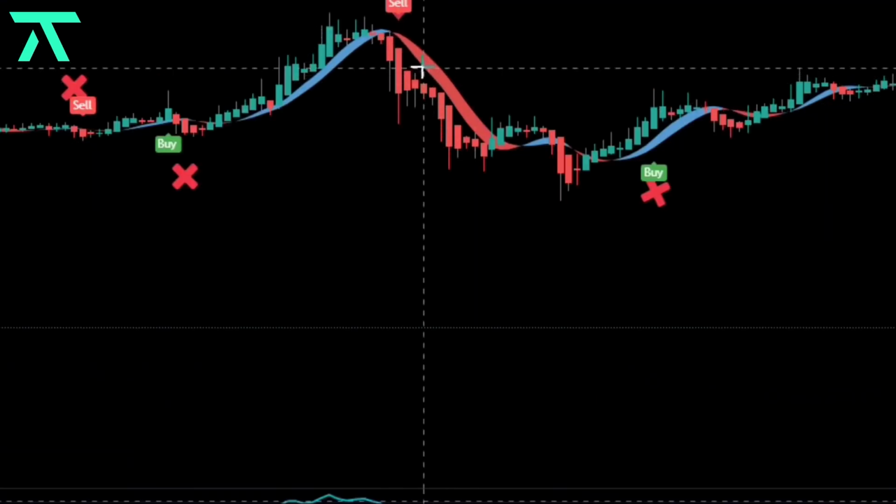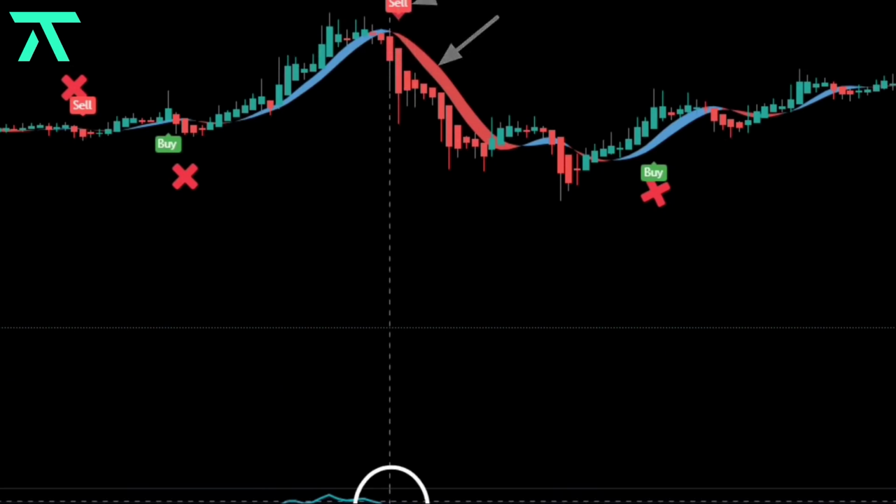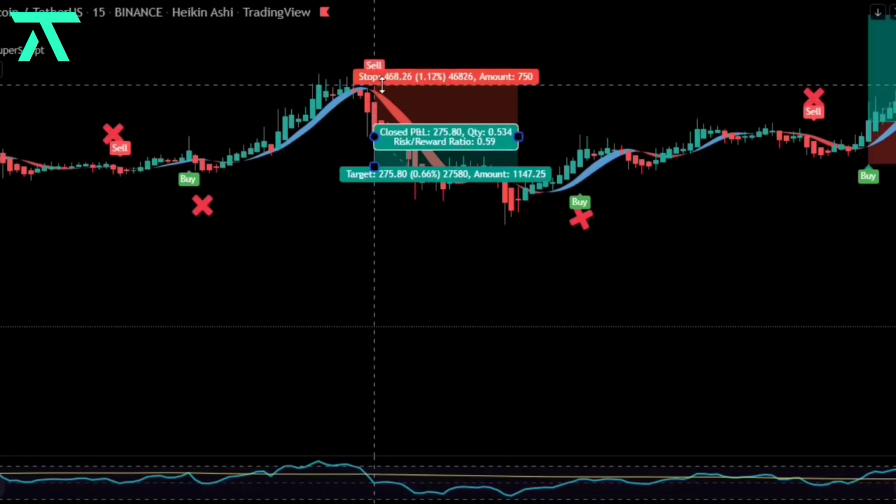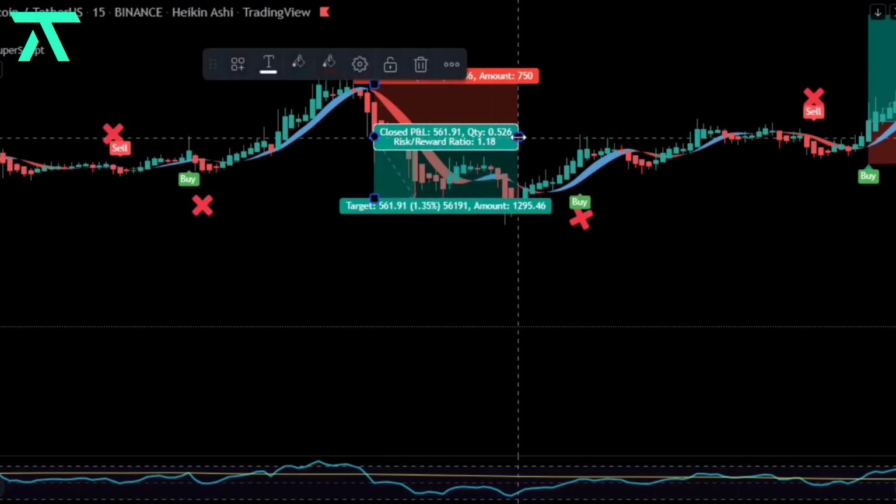Here are 3 conditions for a short sell position and this signal is valid. Profit of the second target was achieved. Risk, reward ratio 2 profit.